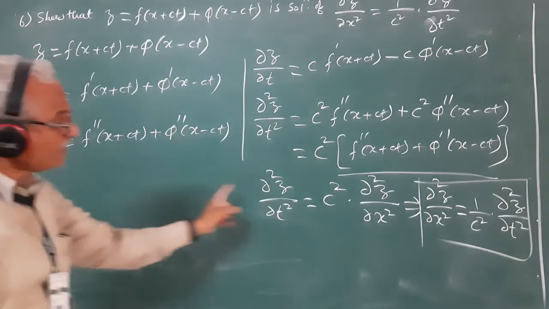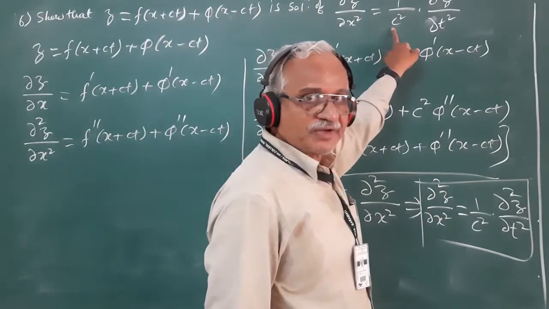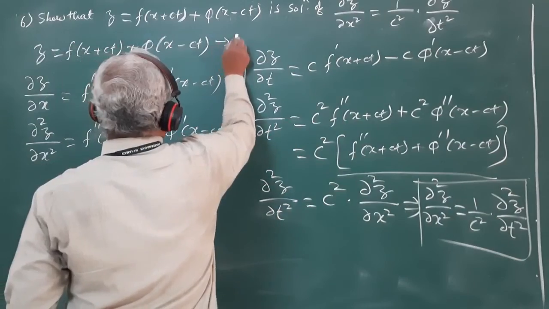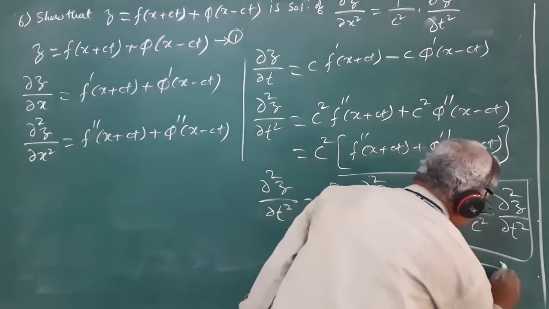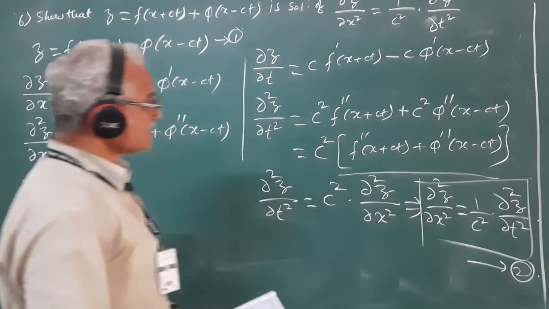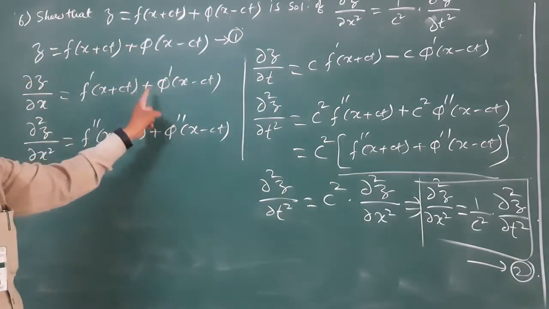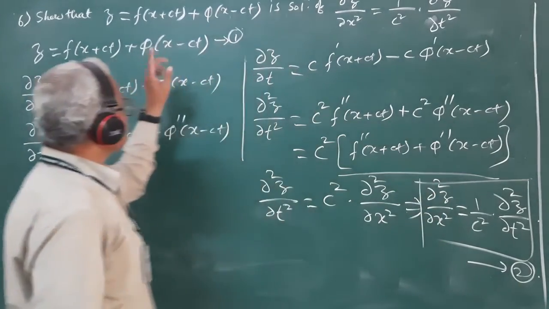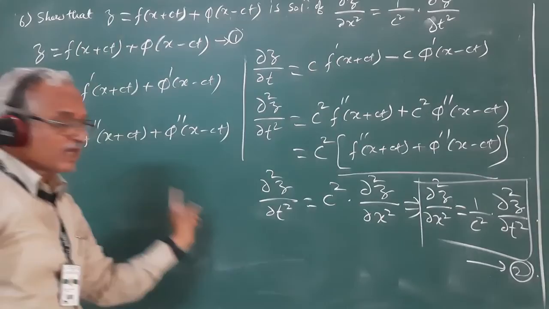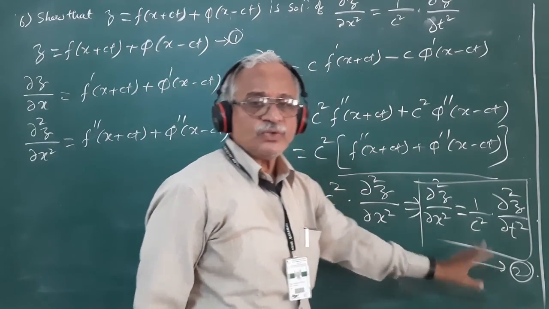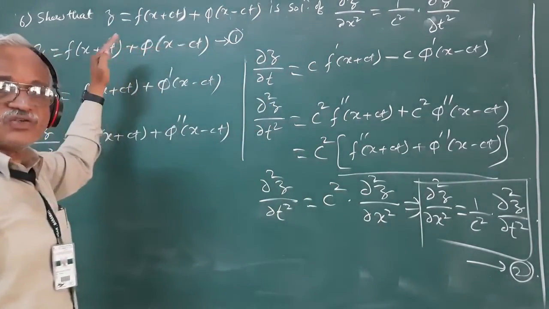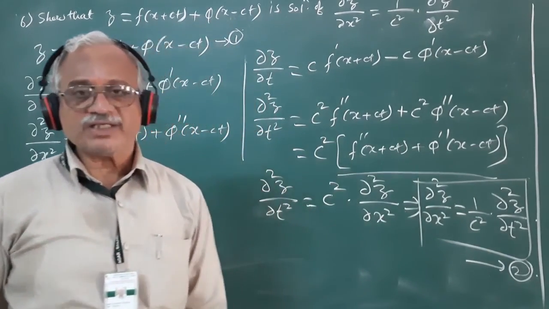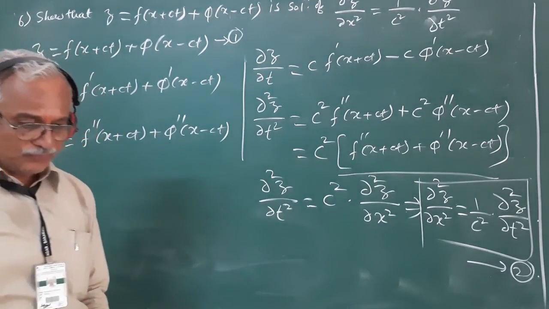Since what we did, we have started from the function z and we have arrived at the given differential equation. So what we can say here is that, say this is equation 1 and this is equation 2. Equation 1 is the solution of equation 2, because we have started from equation 1 and arrived at equation 2. So this is the solution of this differential equation.